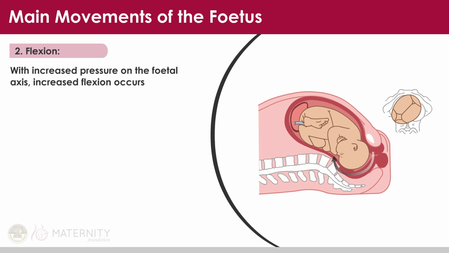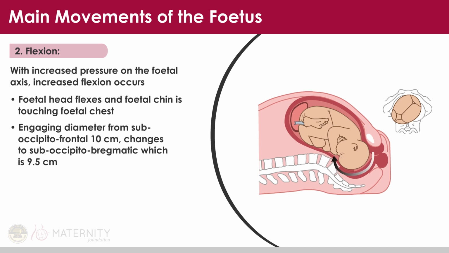Flexion. With increased pressure on the fetal axis, increased flexion occurs. The fetal head flexes and the fetal chin is touching the fetal chest. Engaging diameter changes from suboccipito-frontal, 10 cm, to suboccipito-bregmatic, which is 9.5 cm. The occiput becomes the leading part.